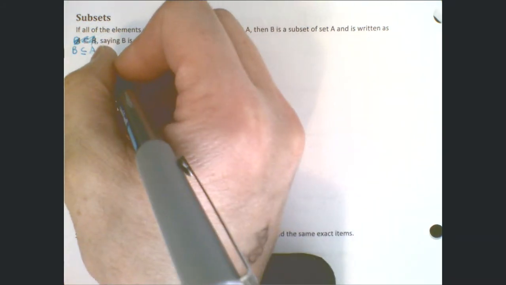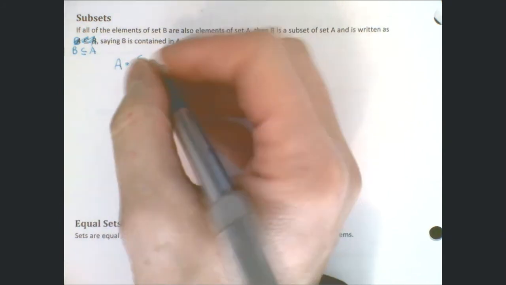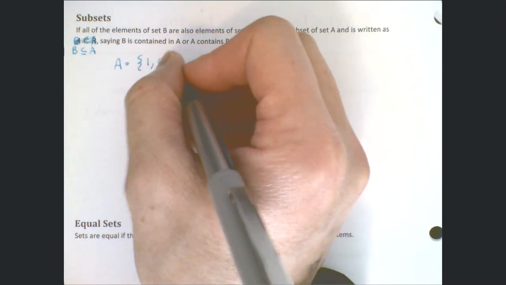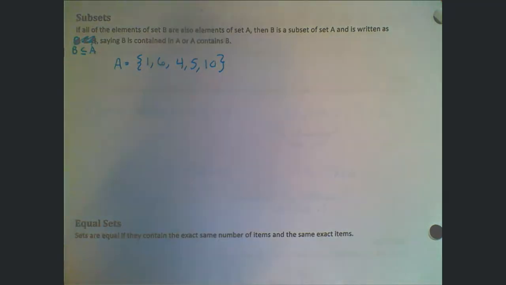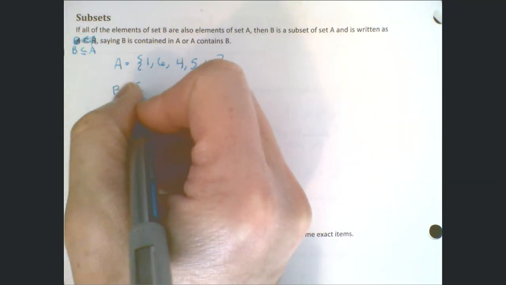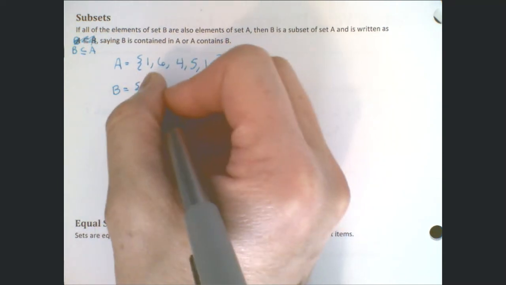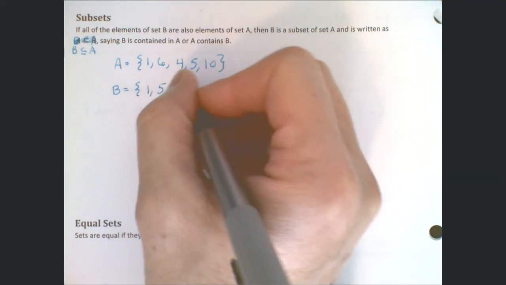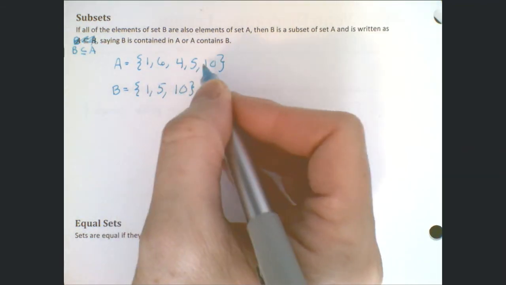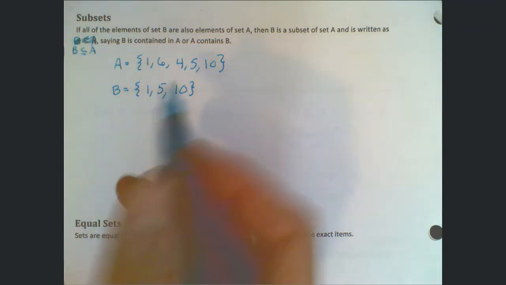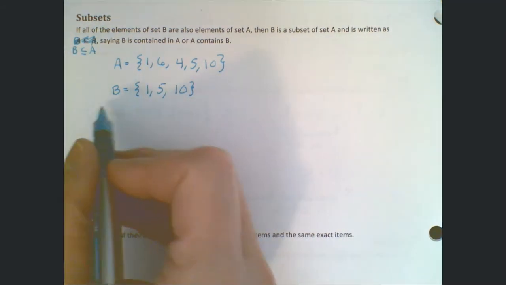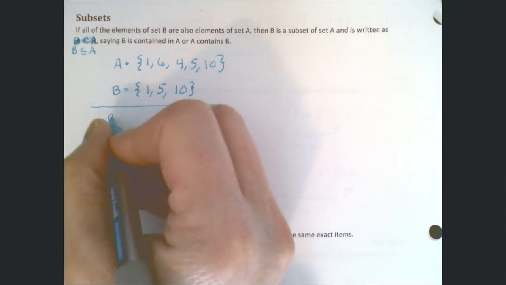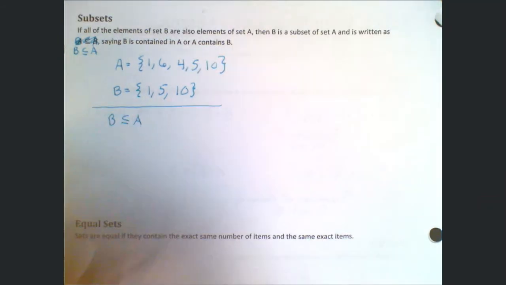So for instance, if I make a set of whole numbers here and I say A is 1, 6, 4, 5, 10, so it has those numbers in it, and set B has 1, 5, and 10. This set has 1, 2, 3, 4, 5. Its size is 5. This one's size is 3. But you'll see that 1 is contained, 5 is contained, 10 is contained. So in this case here, B is a subset of A.